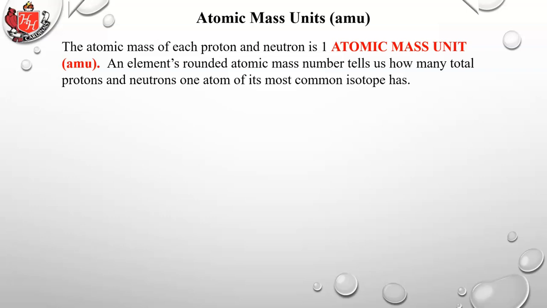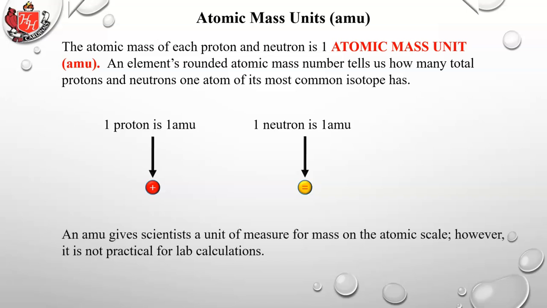An element's rounded atomic mass number tells us how many total protons and neutrons one atom of its most common isotope has. And we'll get into that in more detail later. So one proton is one atomic mass unit, and one neutron is one atomic mass unit. An AMU, atomic mass unit, gives scientists a unit of measure for mass on the atomic scale. However, it is not practical for lab calculations.